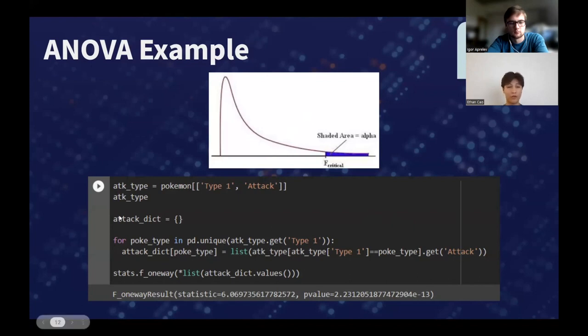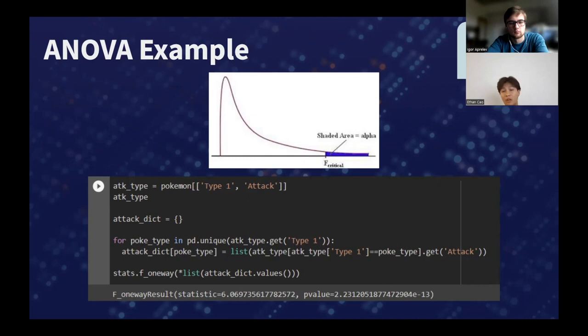So if you look at the code, what I do is I take the attack and the first type of each Pokemon, and then for each of the first types, I add all the values of attack for each Pokemon that has that type to a dictionary, right? And then I plug each of those lists of attack values into an F test, an ANOVA test, using the stats library. And that gives us a statistic of 6.06, which is very high for this sort of distribution. And you can tell that by the p-value, right?